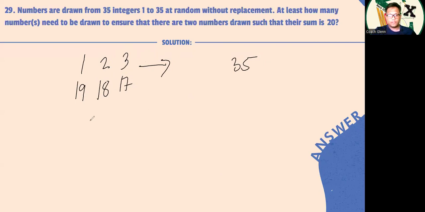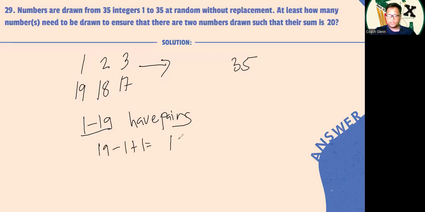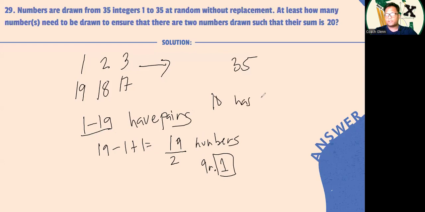So that means only numbers from 1 to 19 have pairs. How many pairs is that? All we need to do is count how many numbers are from 1 to 19 and divide that by 2. From the technique that I taught you a while ago, that's 19 minus 1 plus 1, which is 19 numbers. So we need 19 divided by 2. That's not 10, it's 9 remainder 1, because the number 10 has no pair since it has to be paired with itself. So we have a total of 9 pairs.